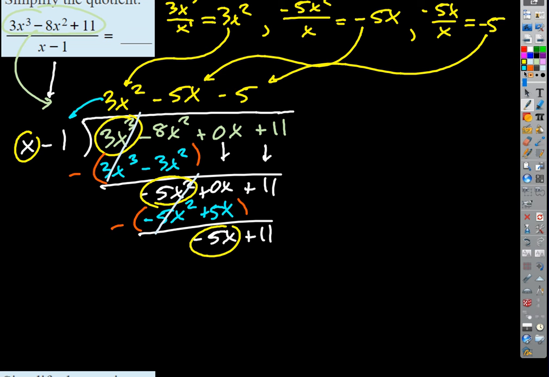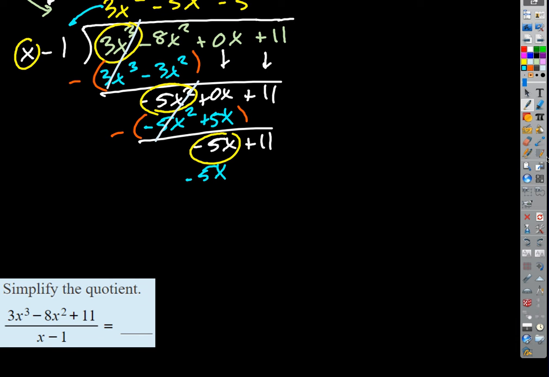If I distribute that through, negative 5 times x is negative 5x. Negative 5 times negative 1 is plus 5. And now I'm going to subtract. And what do I get? Well, that cancels. 11 minus 5 is 6, and I'm done, right? Because now I can't divide x into 6 anymore. So what must that be? The remainder. Okay, what does the remainder do? It's what remains over the denominator, right?